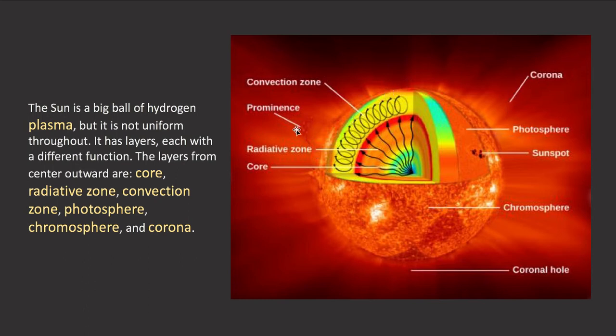There's some other things labeled on here like prominences and sunspots. We'll talk about those later on. Those are not separate layers. They exist within layers of the sun. But those are the layers going from the inside to the outside. And so you should know the order in which they come in the sun.